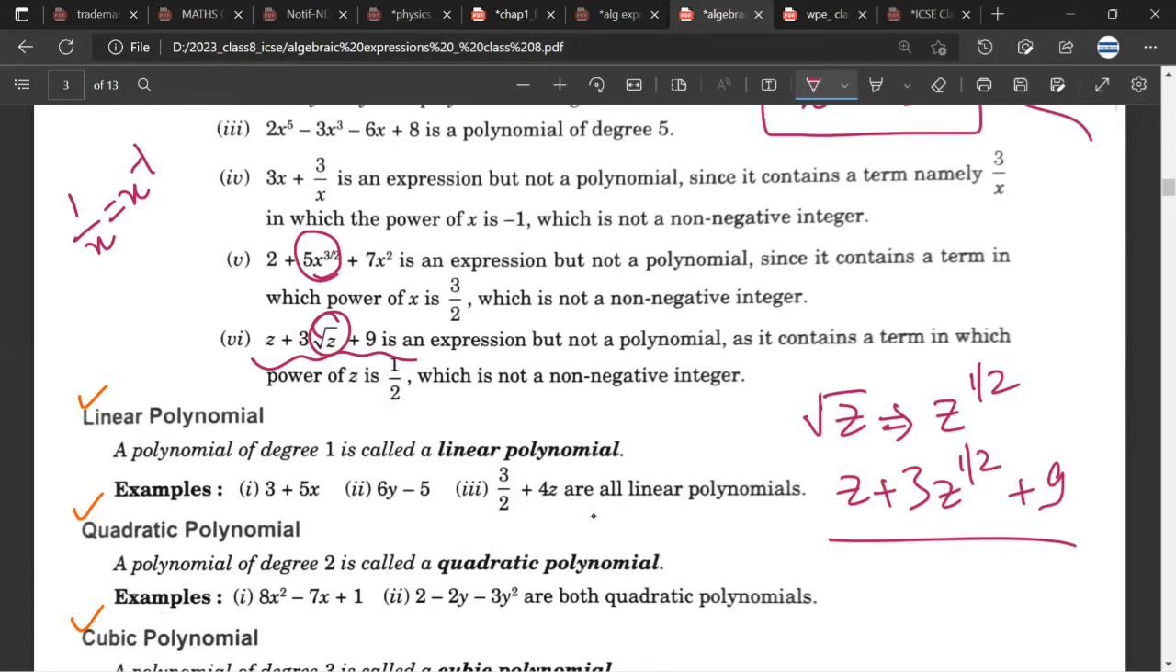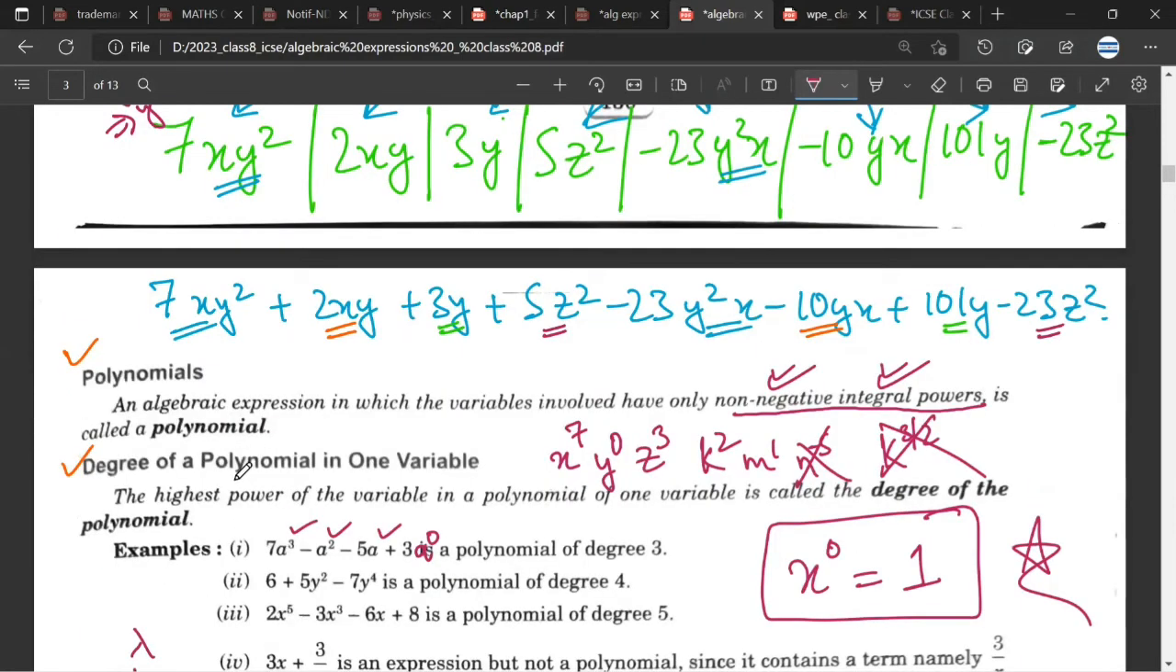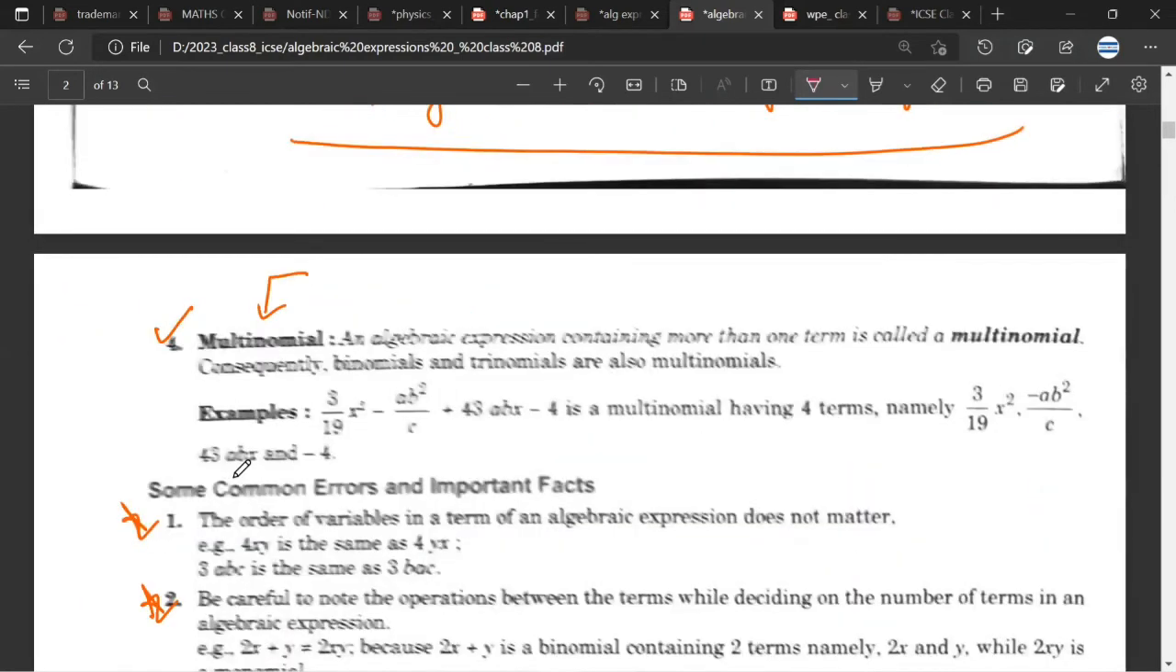Now, have you understood the difference between a polynomial and a multinomial? A multinomial is an algebraic expression which has more than 4 terms. But in a polynomial, the variable can take only 0 or a natural number as its power. This can take any power.